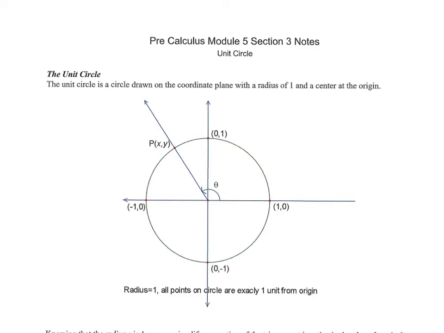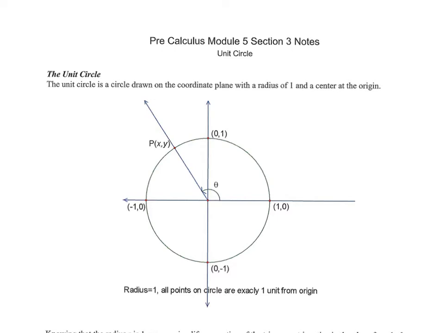So in section 3, we're going to start talking about the unit circle. The unit circle is when we draw a circle on the coordinate plane that has a radius of 1 and is centered at the origin. In this picture, we've drawn our coordinate plane. We've labeled, since we have a radius of 1 on each axis, the points (1, 0), (0, 1), (-1, 0), and (0, -1).